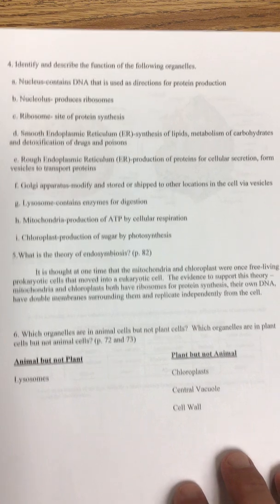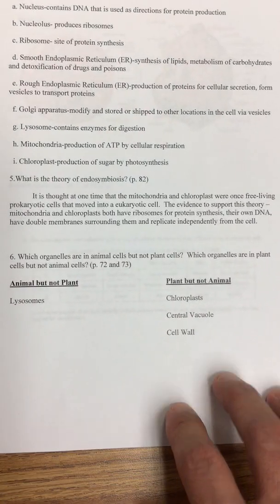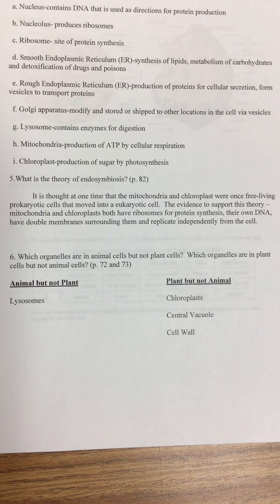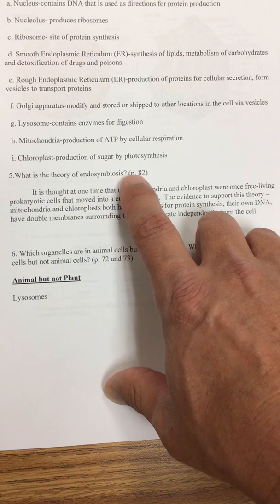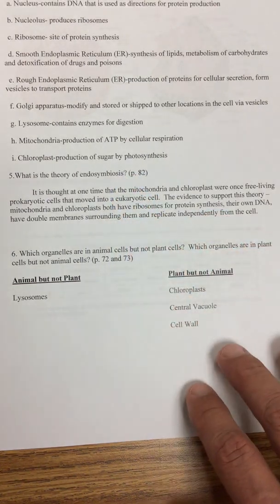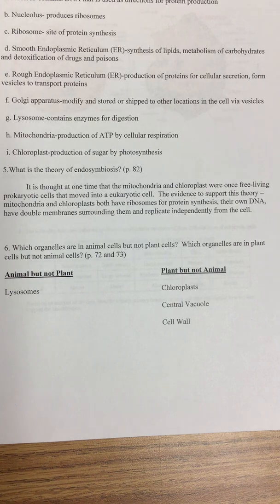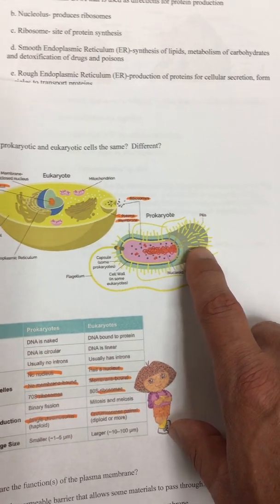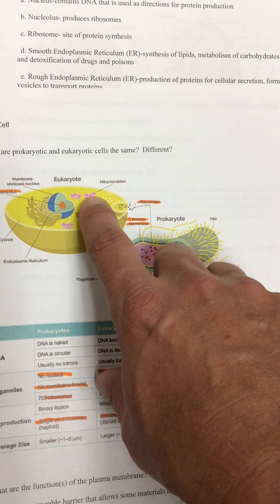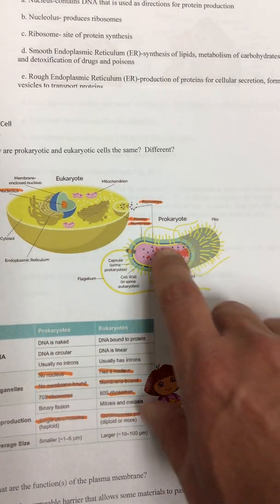So we're going to move on to endosymbiosis. This is a theory. The prefix endo means inside, and sym means together, or symbiotic relationship means they're living together. So this theory of endosymbiosis is that at one time the mitochondria and the chloroplast were once free-living prokaryotic cells that moved into a eukaryotic cell. So it's thought that at one time this would have been like a mitochondria or a chloroplast, and this cell moved into that eukaryotic cell.